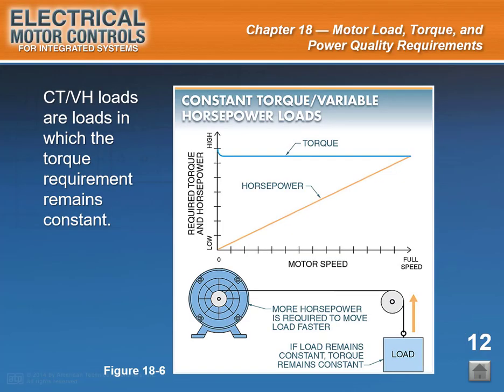Start of slide 12. Slide caption. CT / VH loads are loads in which the torque requirement remains constant. See Figure 18-6. A constant torque / variable horsepower, CT / VH, load is a load in which the torque requirement remains constant. Any change in operating speed requires a change in horsepower. CT / VH loads include loads that produce friction. Examples of these loads include conveyors, gear pumps and machines, metal cutting tools, load lifting equipment, and other loads that operate at different speeds. End of slide 12.